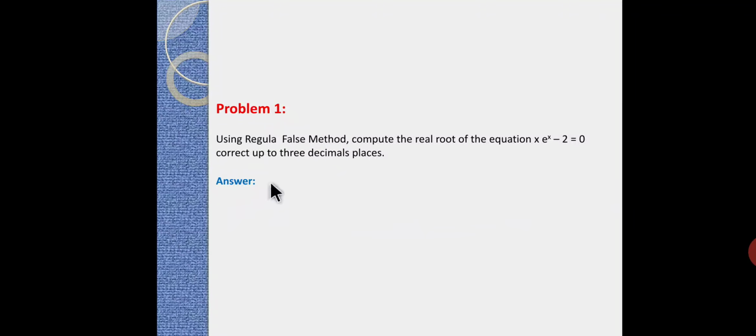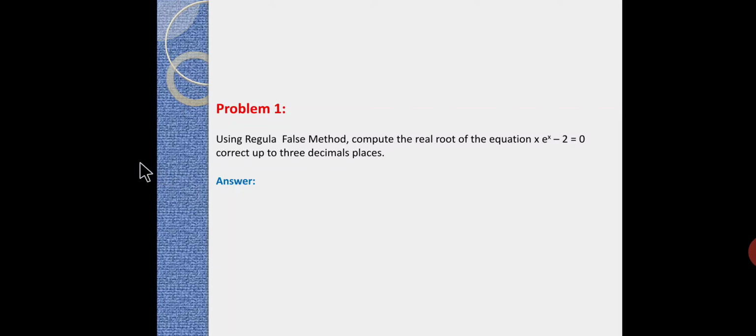Okay. So first problem, using regula falsi method, compute the real root of the equation x e power x minus 2 is equal to 0, correct up to 3 decimal places.